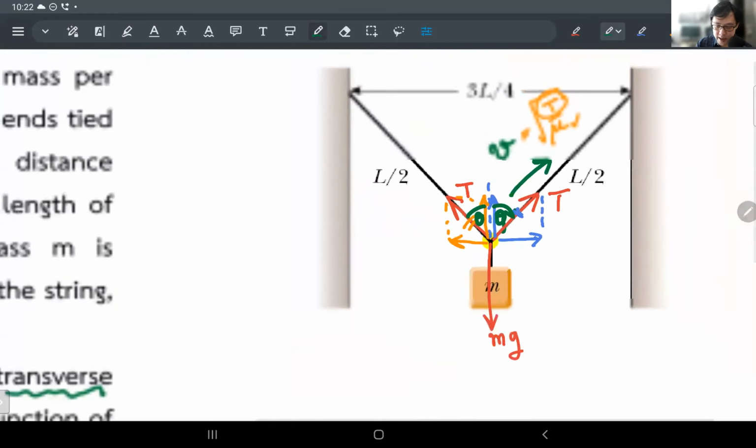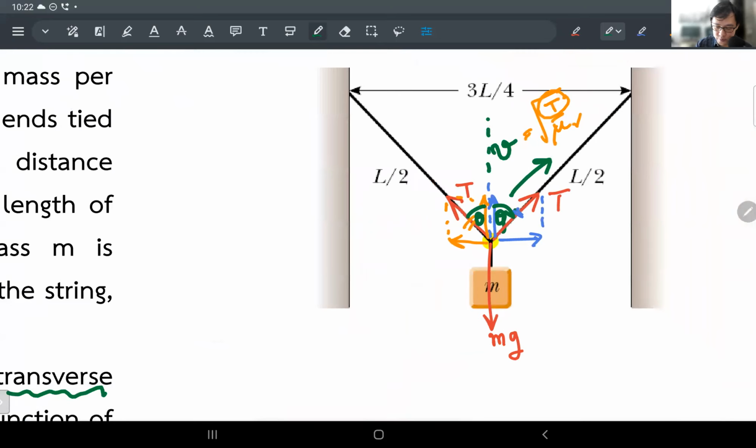And then with that theta, I can extend this one out a little bit. This is also theta. It looks dirty, but I hope it works. So what you get pointing upward is going to be T cosine theta.